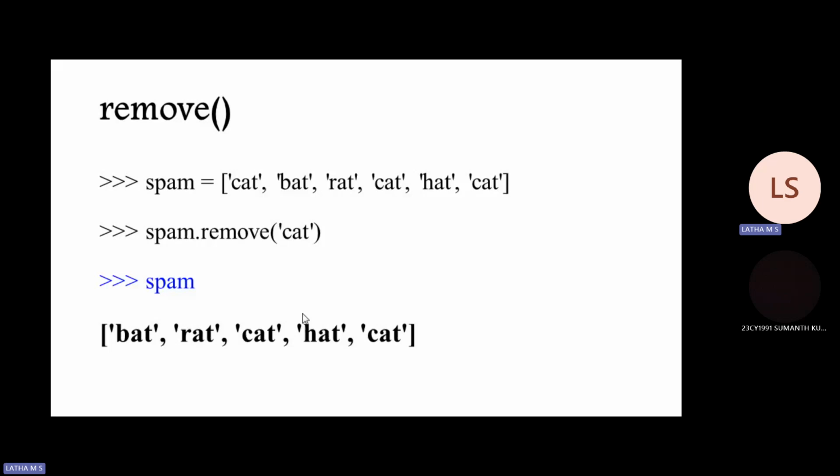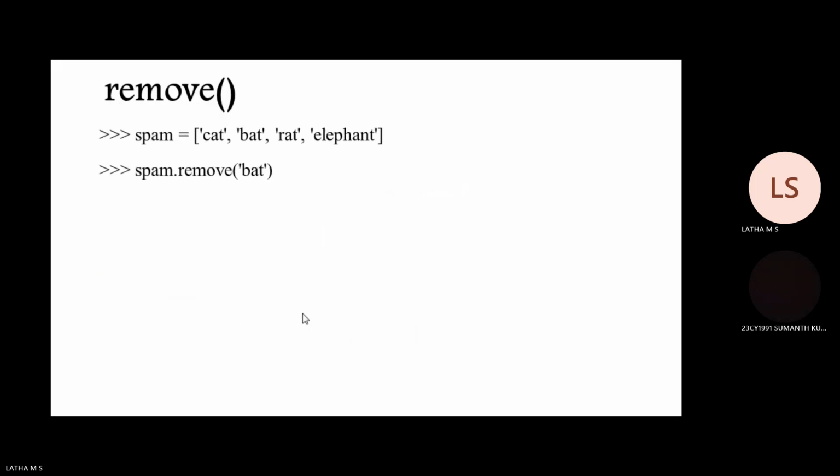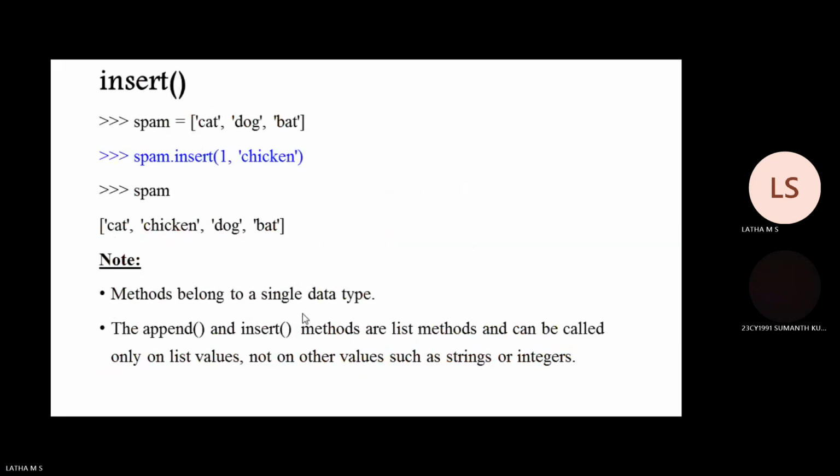I will give you the next 4 lines. You are not watching properly. See, for example, I'm hinting here. If I'm telling spam insert 1 comma chicken, so what is it doing? It is going and hitting there only. So now what should you do? It's not working.